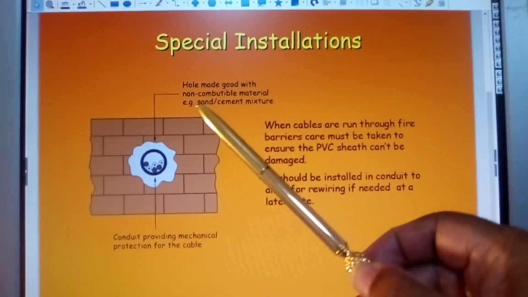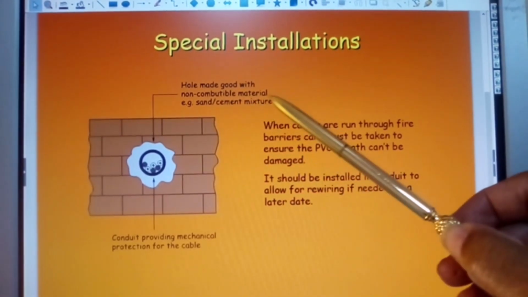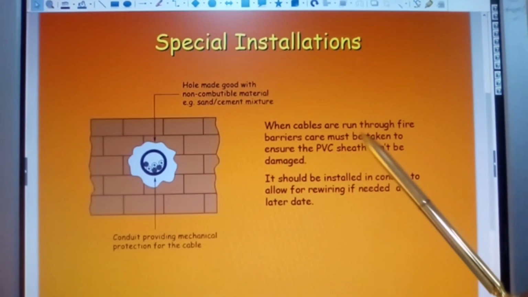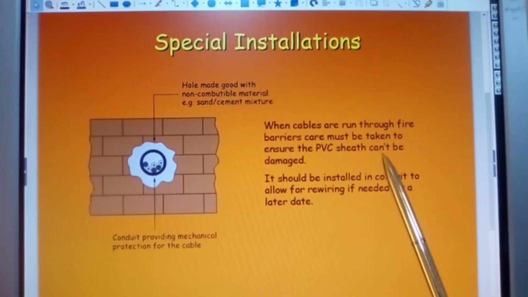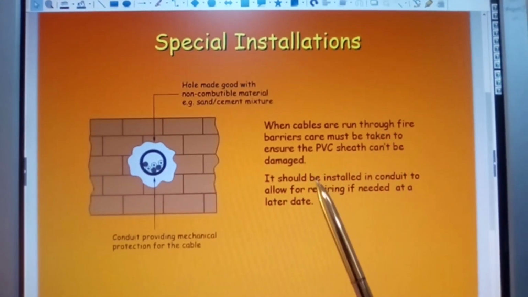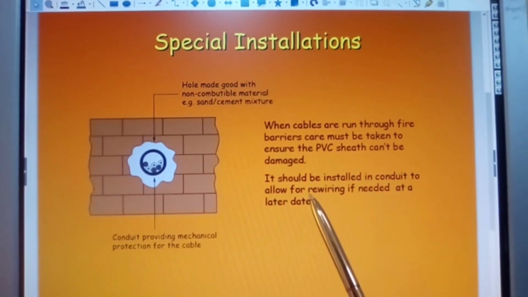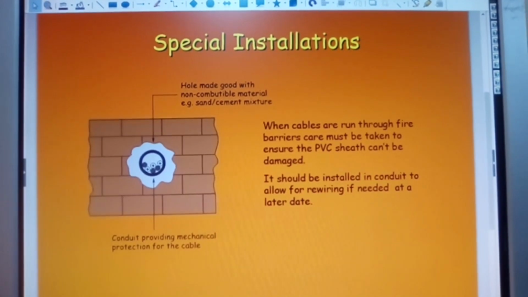Special insulations: hole made good with non-combustible material, some sand cement mixture. Run for fire barriers. Care must be taken to ensure the PVC sheath can't be damaged. It should be installed in conduit to allow for rewiring if needed at a later date, should there be any fires or hazards.